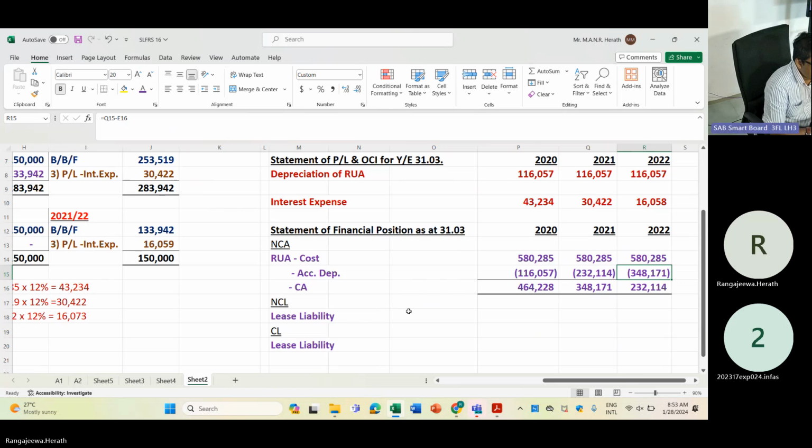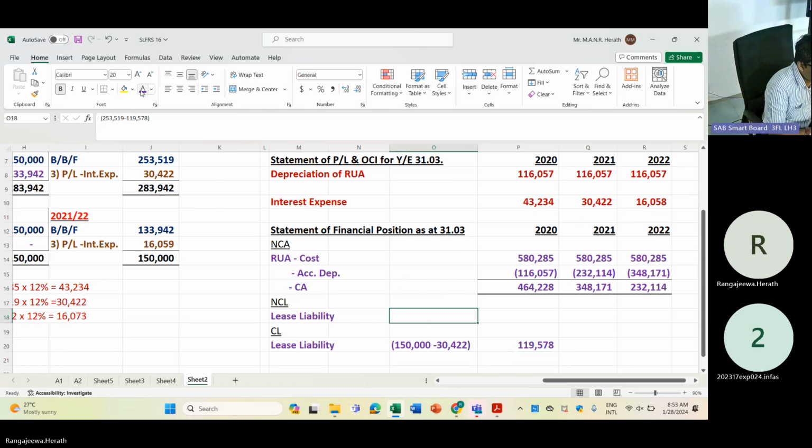Then the lease liability, end of the first year. Out of the total lease liability 253, how much is current? Total amount 150,000 second year repayment. From that 30,422 interest. So the repayment during the second year 119,000. That is the current portion of the lease liability, end of the first year.